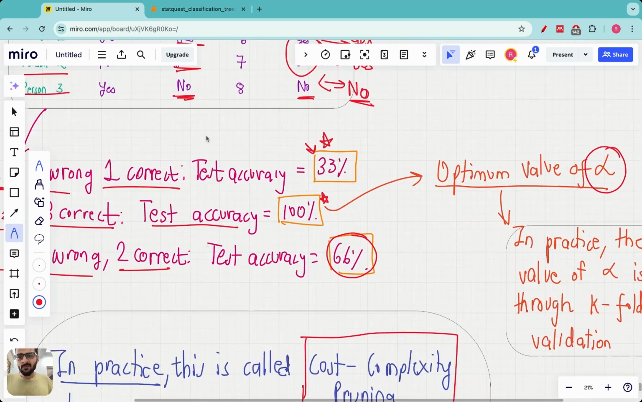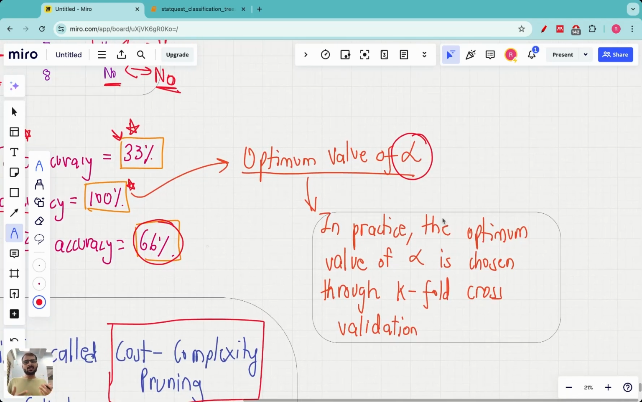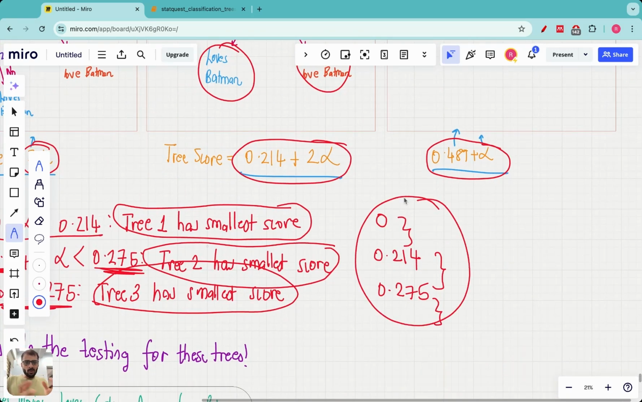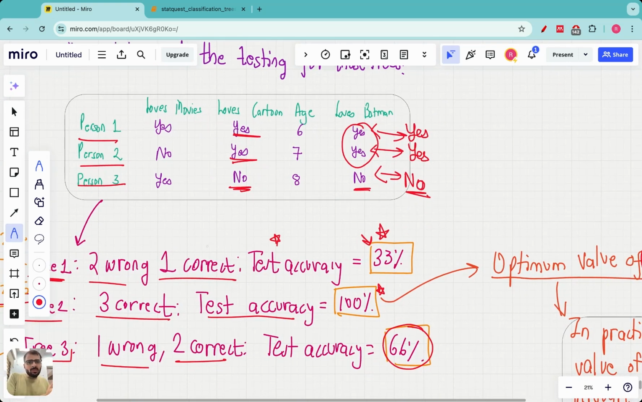In practice, what we have shown here in testing is actually performed through k-fold cross validation. First you construct the full tree, then you get these transition values of alpha, then you do a k-fold cross validation, similar to how we have evaluated for the testing data here, and based on the k-fold cross validation you choose the optimal value of alpha, and then you proceed with the testing. I have not shown the validation data set here, but to select the value of alpha we actually use k-fold cross validation.